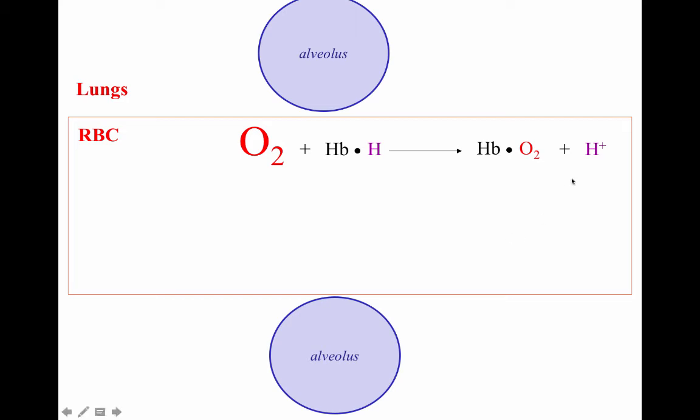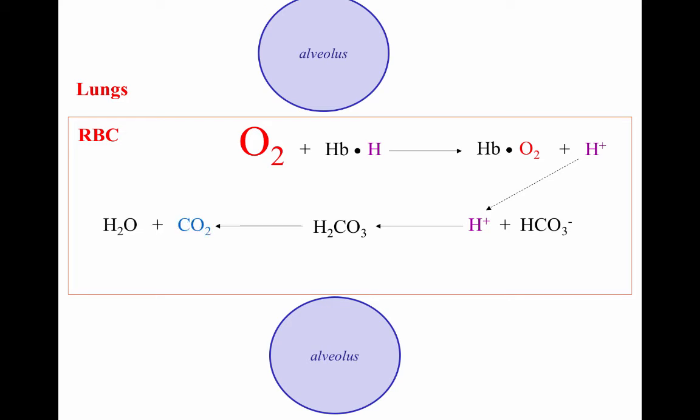So meanwhile, we've also pushed off this hydrogen, which is making our blood a little bit more acidic, and in the capillary bed it's attaching to bicarbonate, HCO3, and transitioning into carbonic acid, H2CO3, which will then dissociate into water and carbon dioxide, which we will then expire or exhale out of our alveolus.